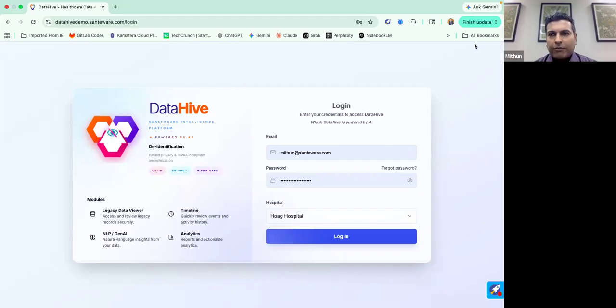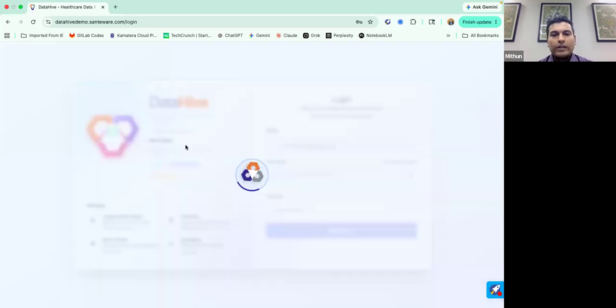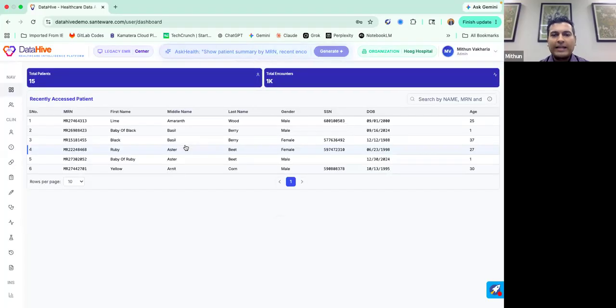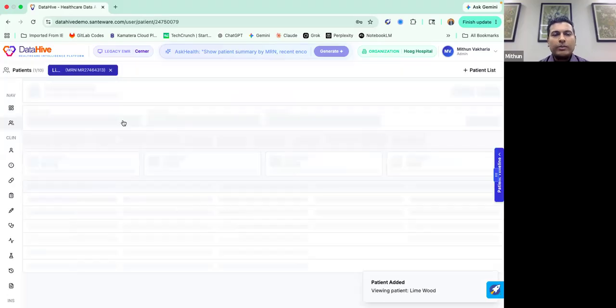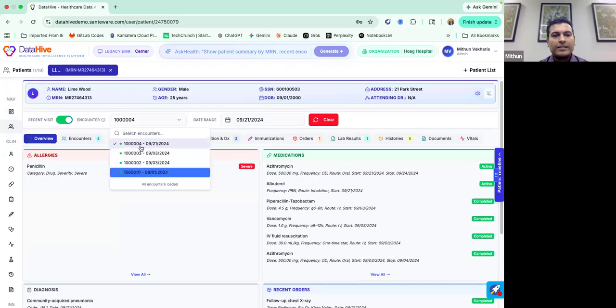So this is the platform. As I said, it's a cloud hosted platform. Once you log in, you get into a dashboard, which shows you all the patients that you have accessed recently. We're going to take Limewood as an example. As soon as you click on the patient's record, you get a detailed view of this patient's journey, and the most recent visit is selected by default. As you can see, this patient had 4 visits in 2024, starting in January. Then in March, he had 2 visits. And then, of course, in September.